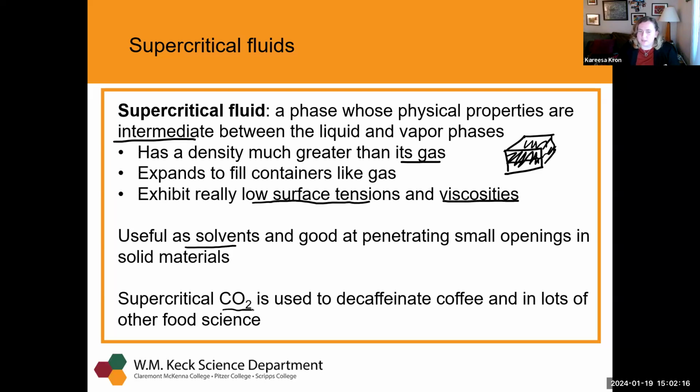Supercritical CO2 is used really often in the food industry. You could use it to decaffeinate coffee and also in lots of other food sciences, some of which your book talks about. And so it's useful to know about because it's a different physical state that we can exist in that maybe you haven't encountered before unless you've seen it in a chemistry course.